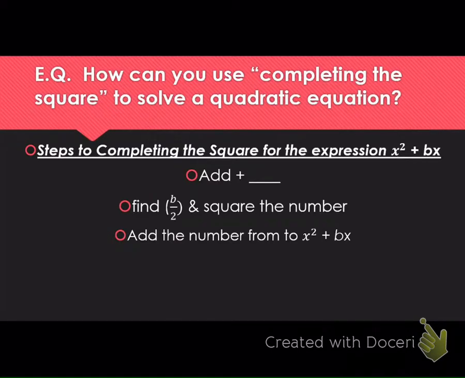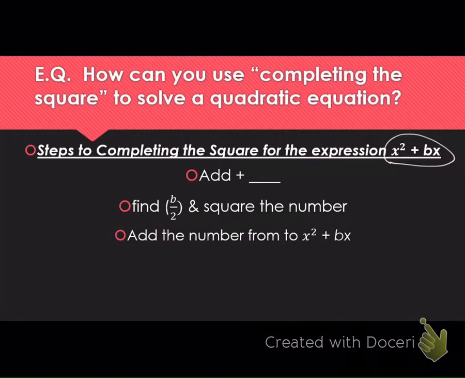Now, let's start with the simplest part of this process. The steps to completing the square for the expression x squared plus bx. So you can see right there that not only is the x squared in the problem, which is what makes these problems quadratic, but now x is back in play. There's an x squared and there's an x. So here's what we're going to do. We're going to add a plus sign and a blank. Okay? We are going to figure out the constant for this problem. We're going to do that by taking b divided by 2 and squaring that number that we find.